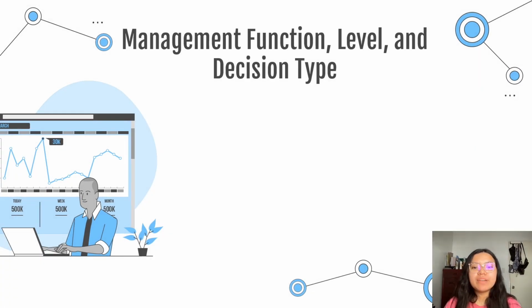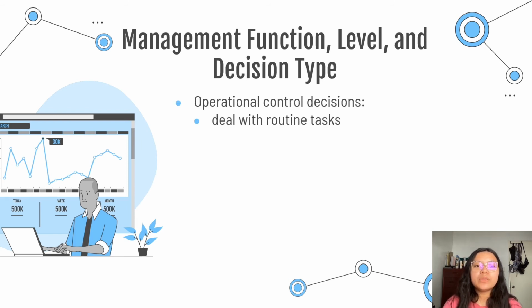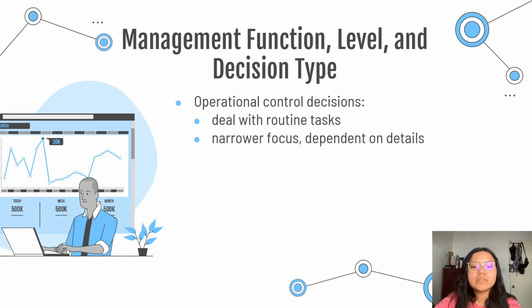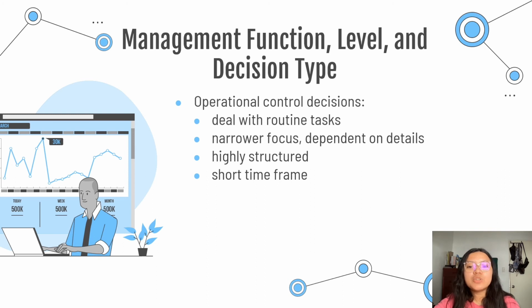Next on the level is the operational management, which is more on the operational control conditions, and this serves as the bridge to the operations and the middle and top management. So here in the operational control decisions, they usually deal with routine tasks, narrower focus and dependent on details, highly structured, and lastly, short time frame because it needs to provide information immediately to the upper management.